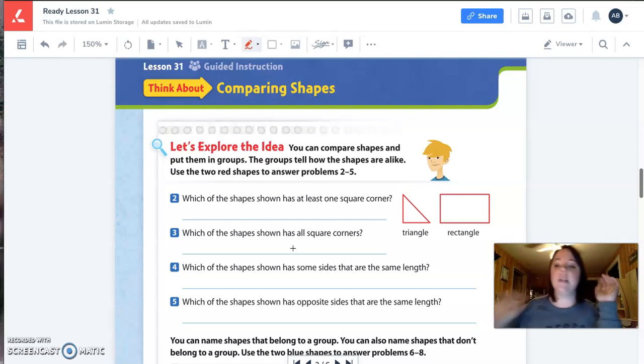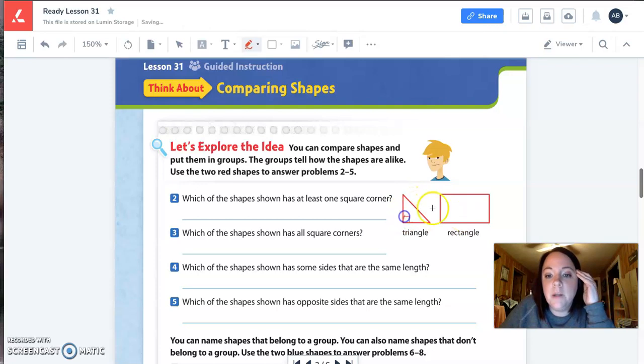All right, so let's take a look at this. Which of the shapes shown has at least 1 square corner? Well, let's look at this. We have 1 square corner here. We have a square corner here, square corner here, square corner here, and a square, whoa, Miss Barker, that was quite the drawing, and 1 square corner here. Okay, so which of the shapes shown has at least 1 square corner?